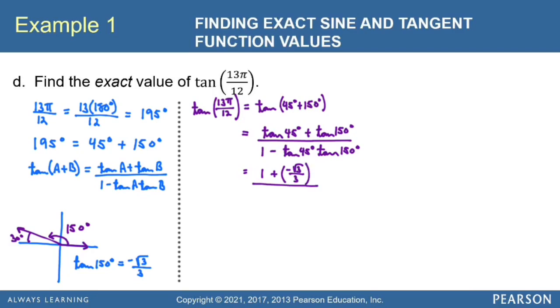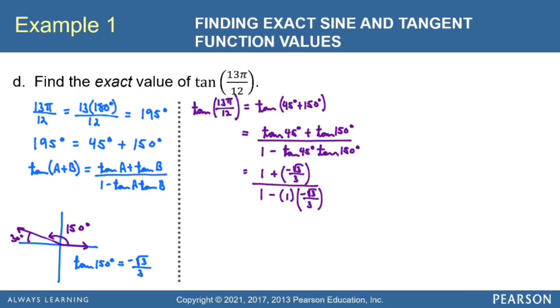Then we have our fraction bar. And in the denominator we have 1 minus tangent of 45 degrees, which is 1, times the tangent of 150 degrees, which is negative square root of 3 over 3. Now this does look a little messy at this point because we have a fraction made out of fractions, so we know we're going to have to simplify this.